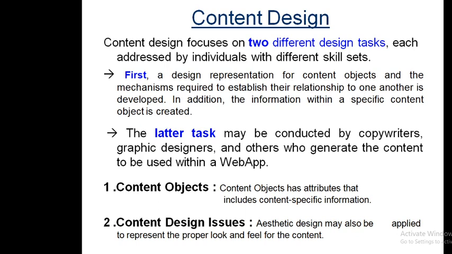So how you are representing that content, and how you are establishing the relationship from one content object to another content object, this is your first design task. That means how you are representing the content object, and what mechanism you are using to establish the relationship between the two content objects, in addition to the information specified in the content object. So that is your first design task.